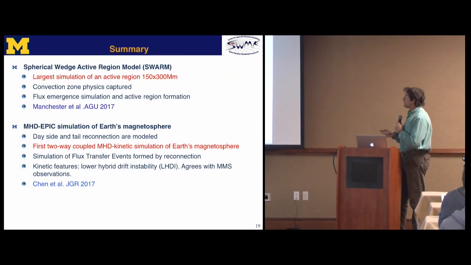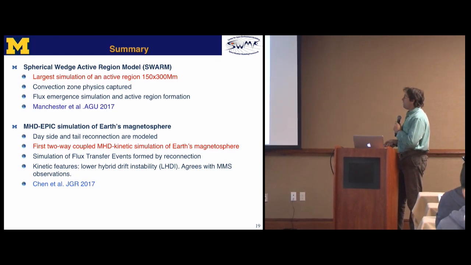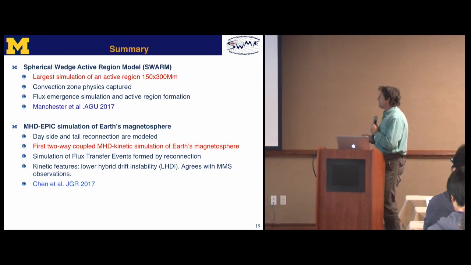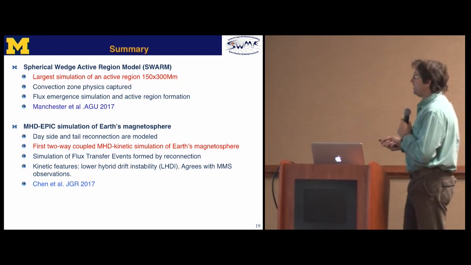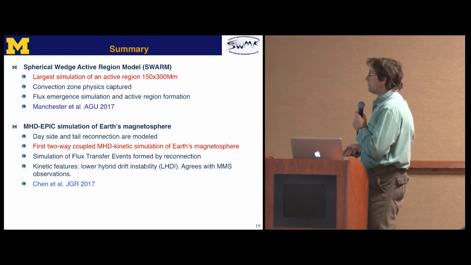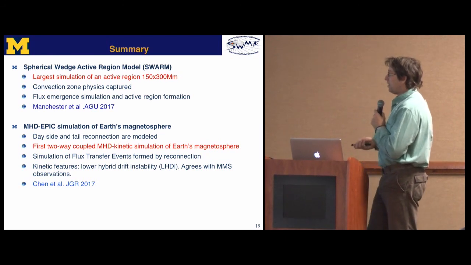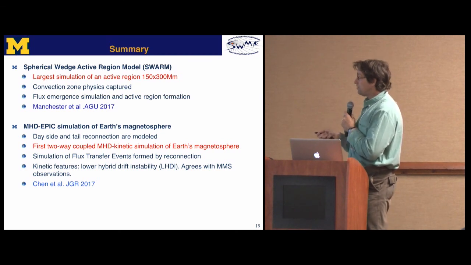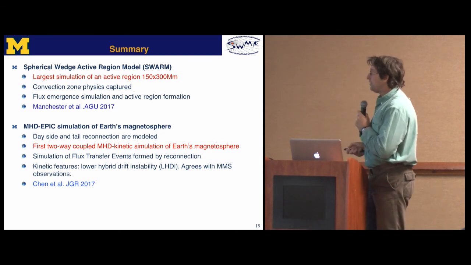So to summarize, spherical wedge active region, largest simulations ever done, 150 by 300 megameters. This is typically times the size of previous simulations. We capture the convection all the way down to a depth of 35 megameters. We can simulate flux emergence and the formation of active regions.